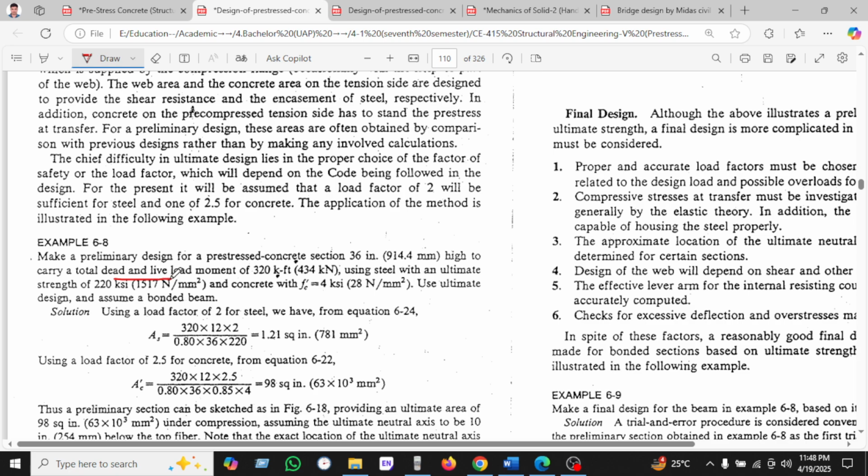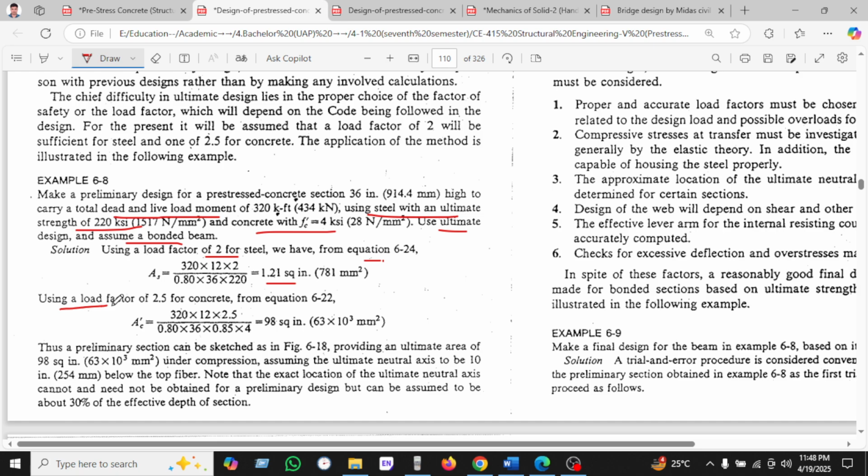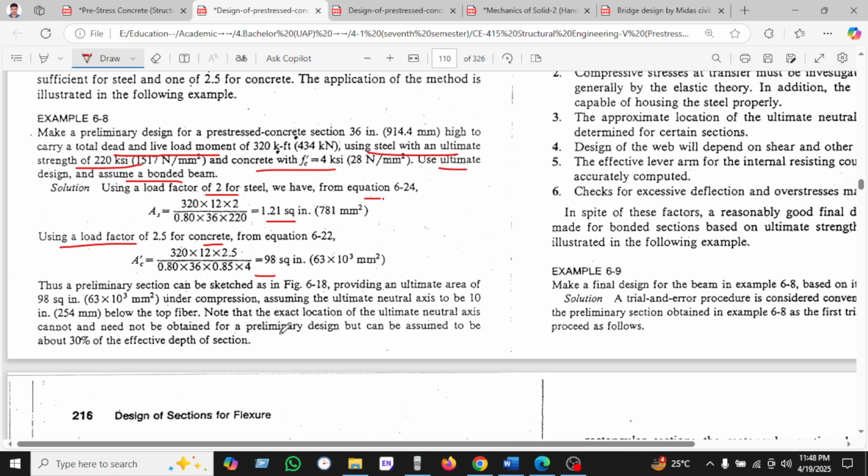For example, make the preliminary design for a prestressed concrete section, given here, to carry the total dead load and live load, moment is here. The ultimate steel strength is given here, and the concrete strength is here. Use the ultimate design and assume a bonded beam. Okay, so for the safety factor of 2 for steel, we use this formula and found this area of steel.